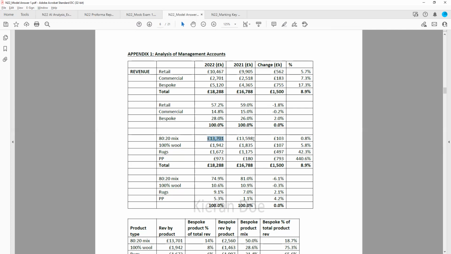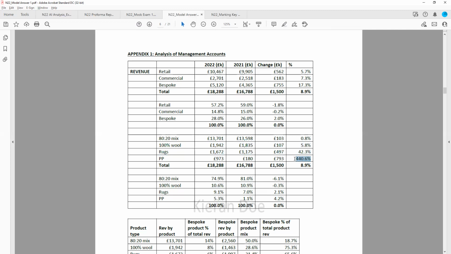And we can see here, not much of a movement on the main product type, the 80-20 mix, but you can see a big increase in rugs, less so in wool, but still an increase. And those two, of course, are tied to Bespoke. We'd expect if Bespoke does well, then these two would do well. And depending on the information in the exam paper, we might be able to do some additional analysis on that.